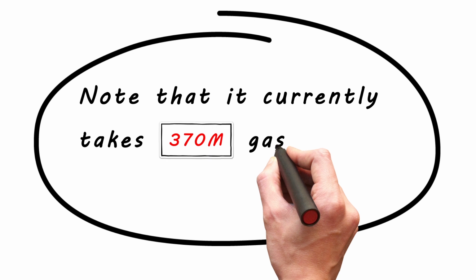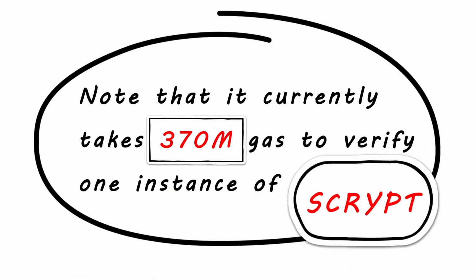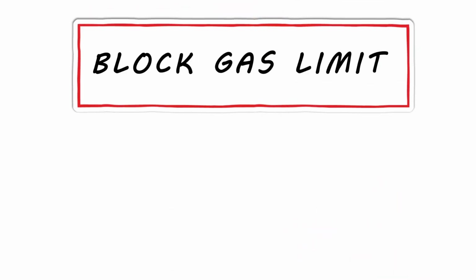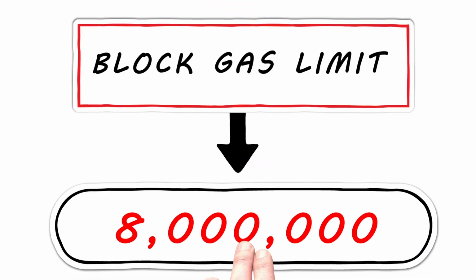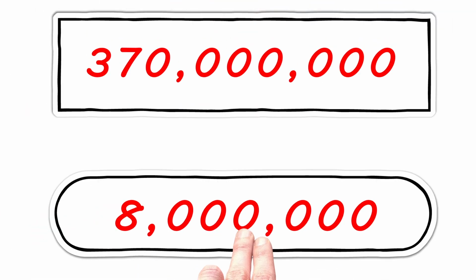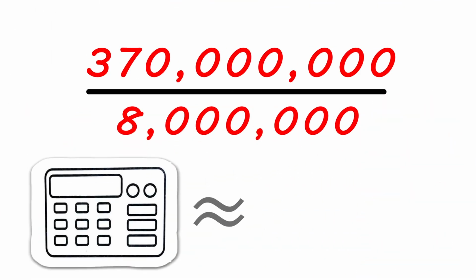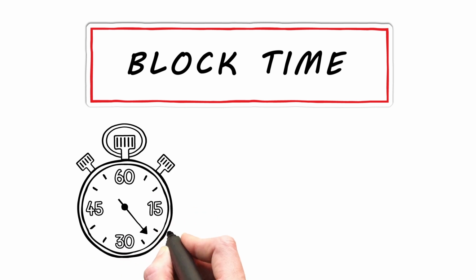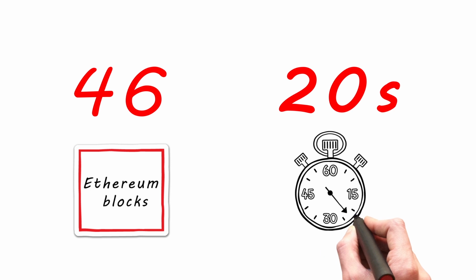According to Buterin, 370 million ETH gas is needed to verify just one Bitcoin header using Scrypt. Let's do a simple calculation. The block gas limit of Ethereum mainnet is 8 million units of gas. Even if the Ethereum blockchain does nothing else, we need at least 46 Ethereum blocks to compute a single Scrypt result. It takes 20 seconds to produce an Ethereum block. Given that, Ethereum needs 920 seconds, more than 15 minutes, to compute a Scrypt result on Ethereum.